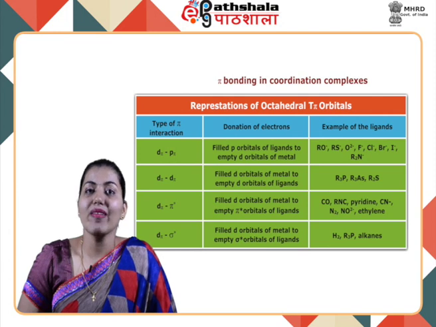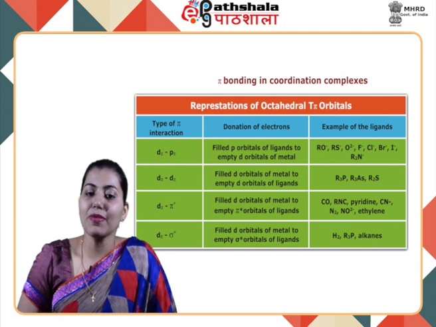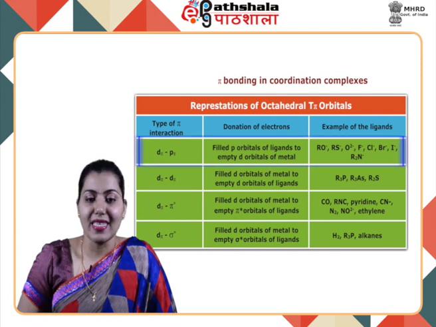Considering table 2, various types of pi bonding interactions are depicted. The types of pi interactions, how the electrons are donated, and the examples have been listed in this table. For the first type of interaction, that is d-pi p-pi interaction, filled p orbitals of the ligand are transferred to the empty d orbitals of the metal. Examples include RO negative, RS negative, O2 negative, the halides and R2N negative.